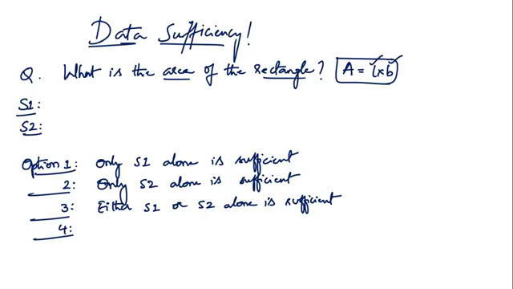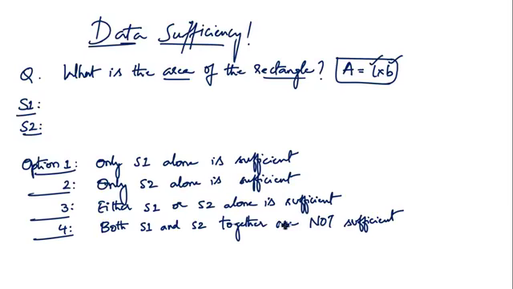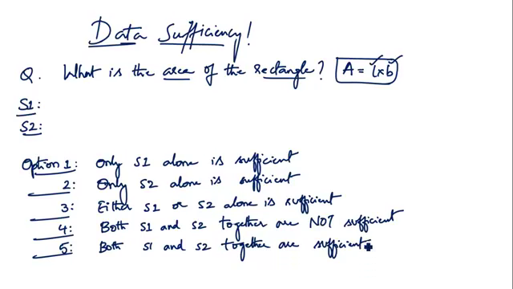Option 4 could be both statement 1 and statement 2 together are not sufficient. And option 5 would be both statement 1 and statement 2 together are sufficient. So what we're trying to do here is understand what cases will result in which of these answer options. Yeah, 5 answer options given to you. You can understand the difference in each of these answer options, right?